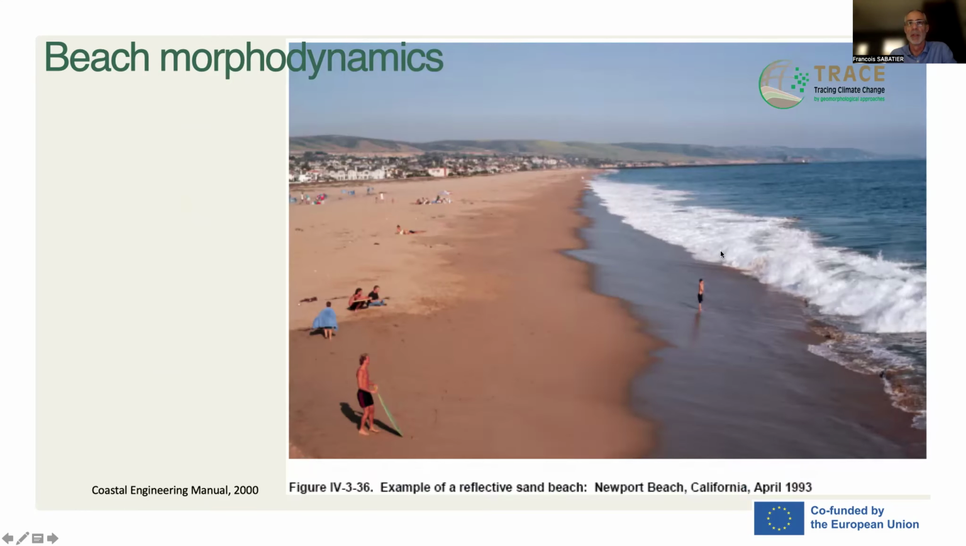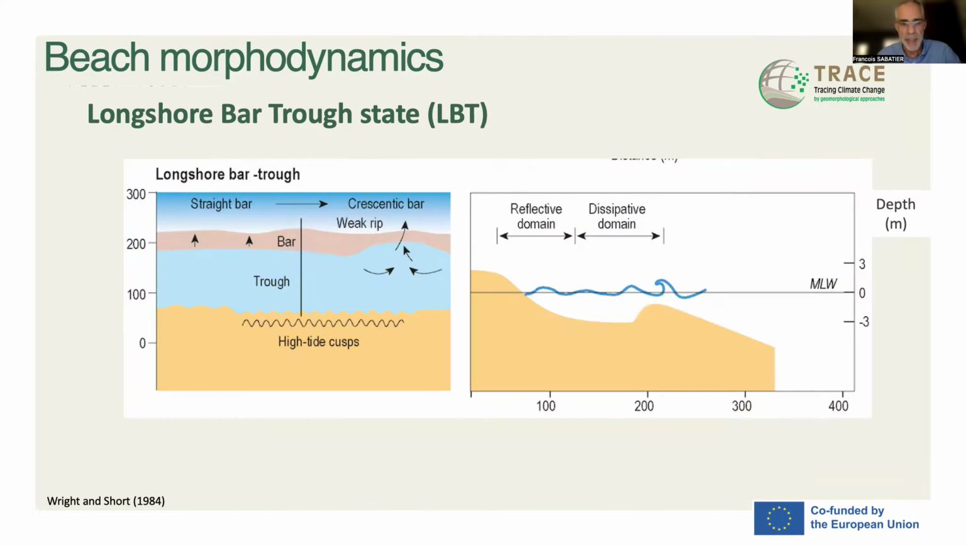Another example along the coast: you see that the slope of the beach face is very large, and the waves are breaking here close to the shoreline. So between these two states, dissipative and reflective, there are intermediate states.